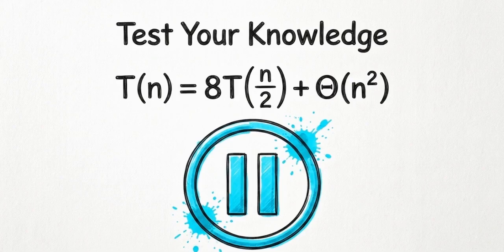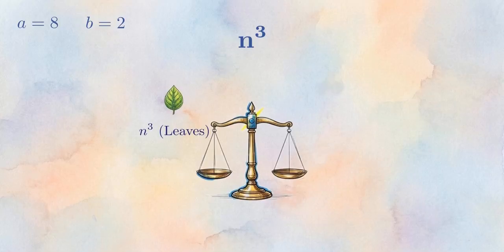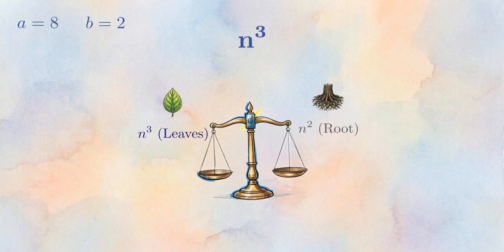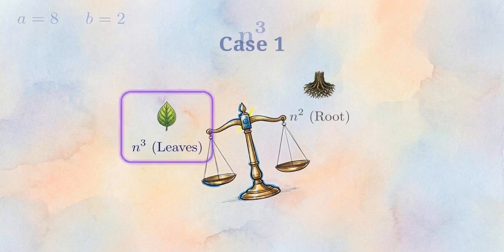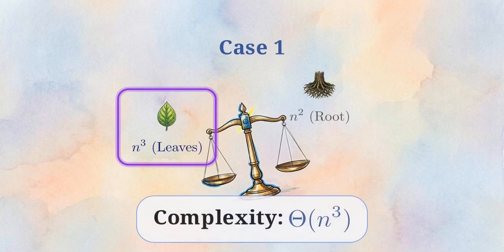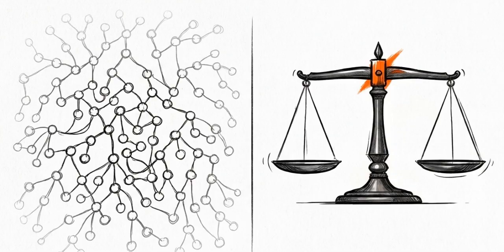Try this one yourself. T of n equals 8T of n over 2 plus theta of n squared. Pause here and determine which side of the scale weighs more. Here is the breakdown. With a equals 8 and b equals 2, the leaves calculate to n cubed. The root sits at n squared. The leaves outweigh the root. This falls into case 1, resulting in a total complexity of theta of n cubed. Treating recursive complexity as a comparison of mathematical weights allows the master theorem to completely bypass the need to manually trace every level of a function.